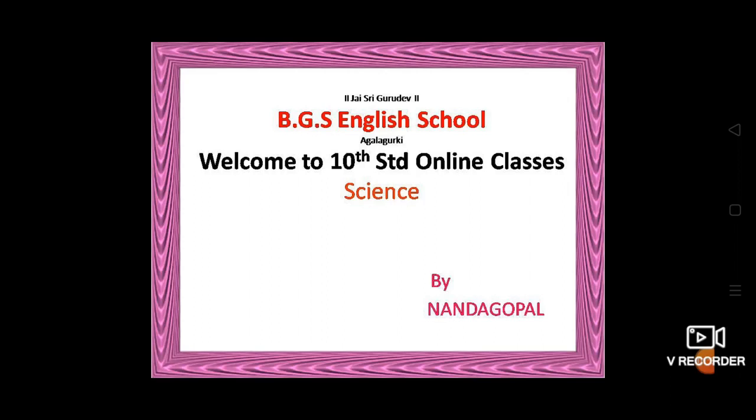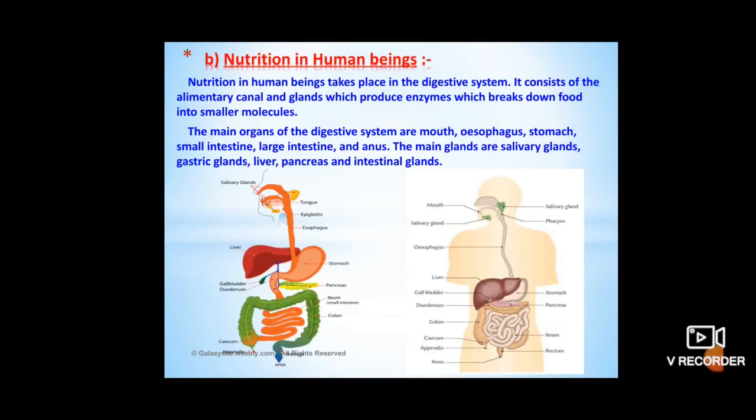So in this class also, we are going to discuss more information regarding life processes. Yes, children. In this class, we are going to discuss nutrition in human beings. So how does digestion or nutrition take place in human beings? See, listen now. There is a special system in our body. We call this system the digestive system. This digestive system is very helpful for the process of nutrition.